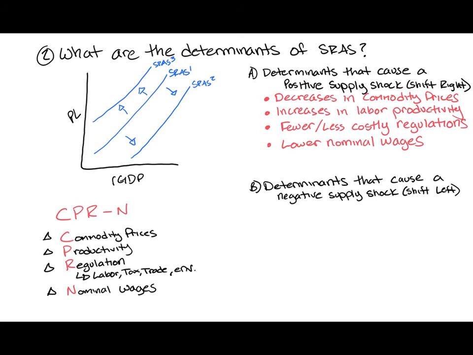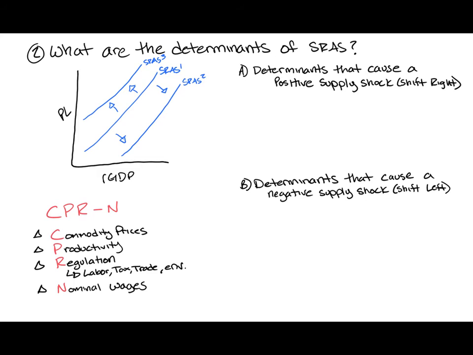Keeping in mind that just because these things increase short-run aggregate supply doesn't necessarily mean that these particular policies are always going to be preferable to the alternative when it comes to maximizing utility in society. These are just the things that are going to maximize productivity for this one sector of the economy. Below that, we'll see all the determinants that will cause negative supply shocks or short-run aggregate supply shifting to the left.